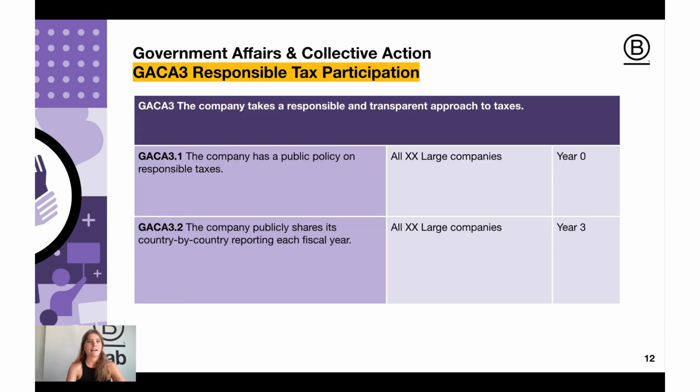Let's have a look at GACA 3. So this is on taxes and supports fair contributions for the development of local social infrastructure. GACA 3 only applies to XX large companies, and we require them to commit to a responsible tax policy and to publicly report their tax payments. In doing so, companies can reinforce their contribution to tackling social and environmental challenges.